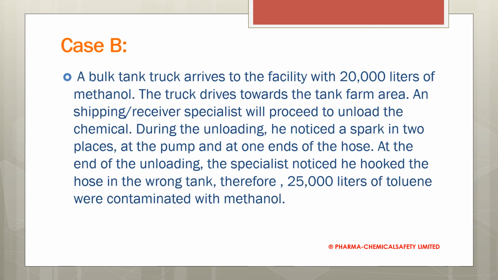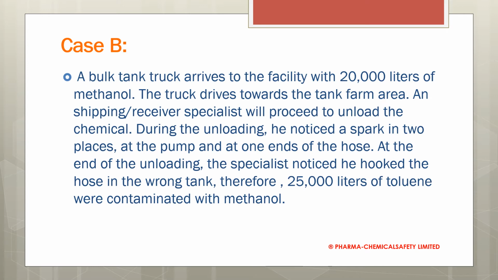Case B. Now we have a bulk tank truck that arrives at the facility with 20,000 liters of methanol. The truck drives towards the tank farm area, and a shipping and receiving specialist proceeds to unload the chemical. During the unloading, he noticed sparking in two places, at the pump and at the end of the hose. At the end of the unloading, the specialist noticed that he hooked the hose to the wrong tank. Therefore, 25,000 liters of toluene were contaminated with methanol.